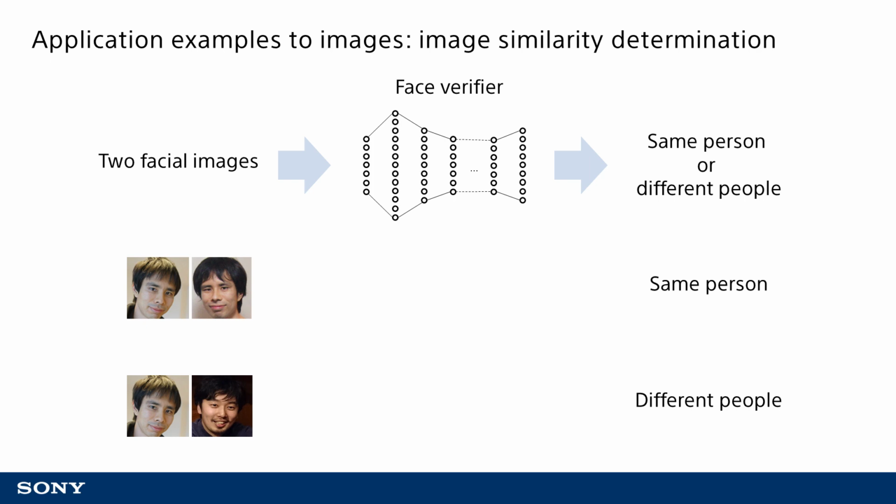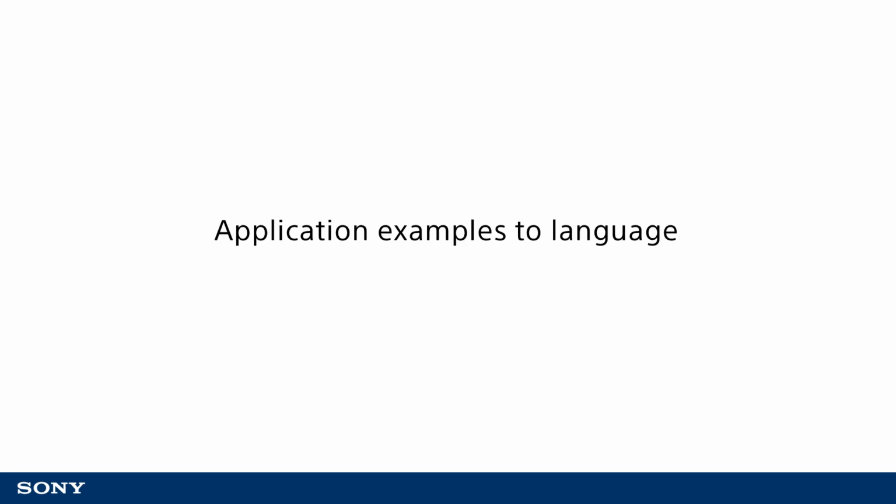For example, it's possible to create an image similarity determination model that can determine whether two input facial images are pictures of the same person. This type of similarity determination model could be used as facial verification software to determine whether the image of a face taken with a camera is of the same person as the person in a facial image registered in advance. Next, I will discuss examples of application to language.